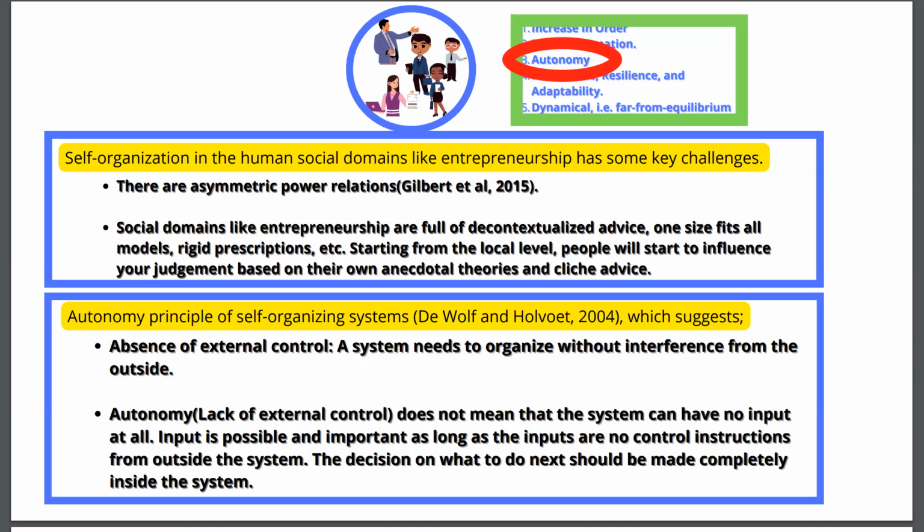With regard to this issue with agency and autonomy, it is important to understand that self-organization in human social domains like entrepreneurship has some key issues. There are asymmetric power relations. Secondly, social domains like entrepreneurship are full of decontextualized advice, one-size-fits-all models, rigid prescriptions, etc. Starting from the local level, people will start to influence our judgment based on their own anecdotal theories and cliche advice.